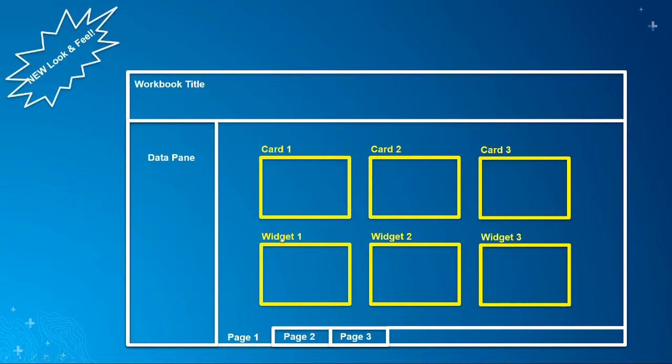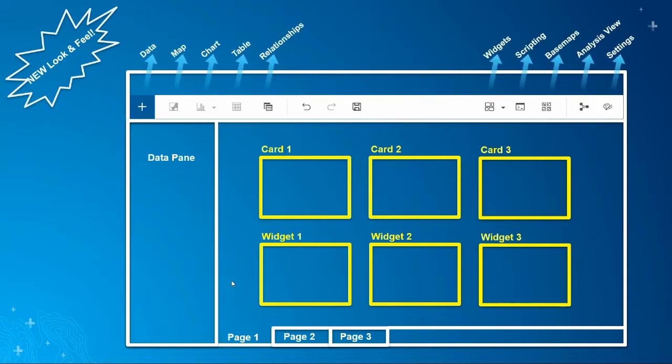Then we have the concept of a widget. These widgets allow you to filter or add additional media to your workbook. And there's also multiple pages, so you can do one set of analysis on one page and continue through on multiple pages. We've also redesigned the toolbar. So notice that a lot of the icons look similar to other ArcGIS products. You can access your data, you can create a map on the fly, charting, tables, and build relationships. You can also access the widgets, scripting tools, and base maps, along with the analysis view and the settings, all in a single toolbar.